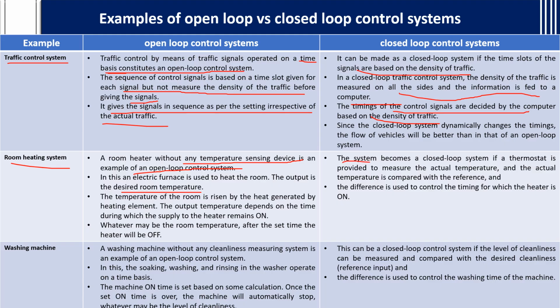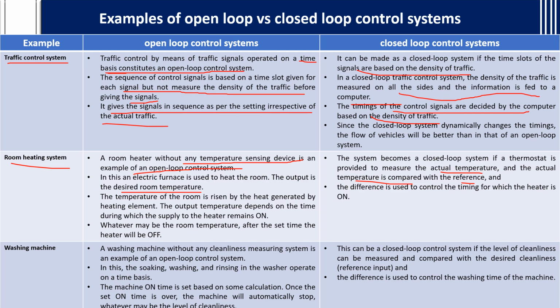In a closed loop control system, the system becomes a closed loop system if a thermostat is provided to measure actual temperature, and the actual temperature is compared to the reference, and then the difference is used to control the timing for which the heater is on. So the thermostat is provided to measure the actual temperature, and the actual temperature is compared with the reference temperature, so that it will provide the correct temperature to the room and keep the heater on whenever it is required.